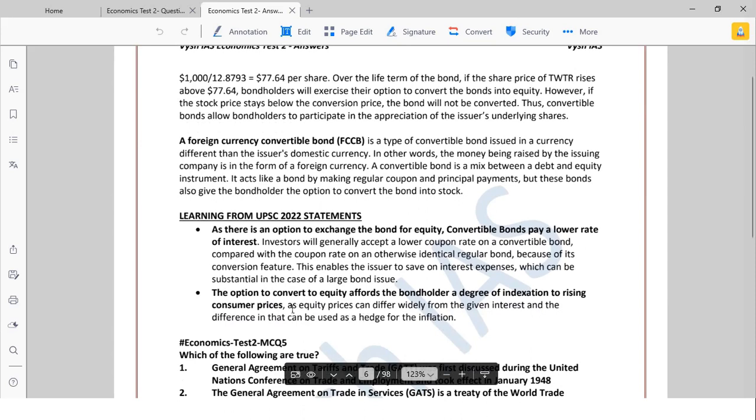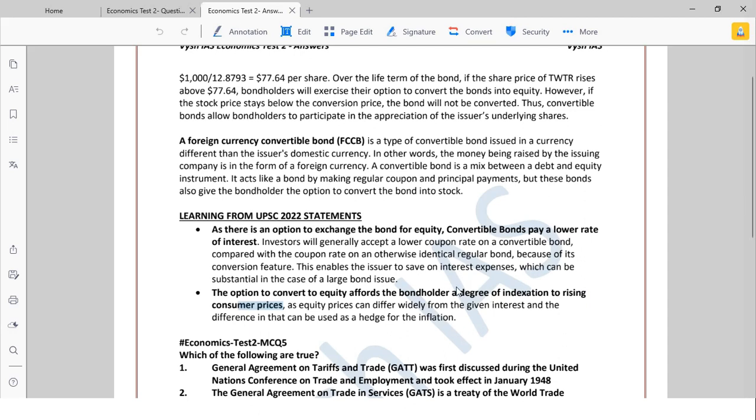Meaning when you convert a bond to equity, you may be getting a lot of benefit out of it if the stock price goes high. So whenever inflation or something happens, it will act as a hedge for inflation. It will act as a cover for inflation. So here, the option to convert to equity, that is a convertible bond, affords the bondholder a degree of indexation to rising consumer prices, meaning rising inflation. So they are helping you afford the inflation, a kind of, that is the simplest way I can tell you.